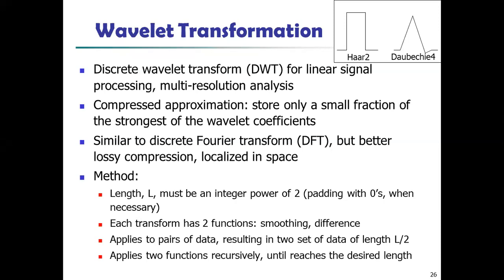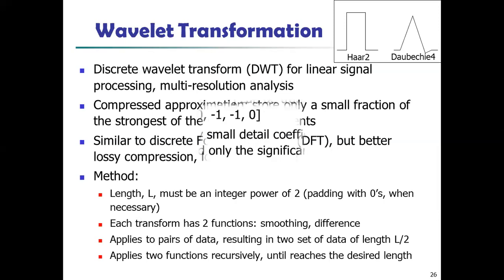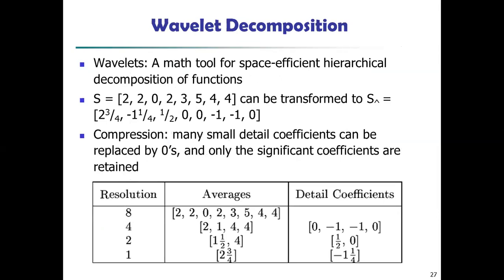The next and final point is to apply the two functions recursively until the desired length is reached. Also, the last point is to select values from the data sets obtained in the previous iterations, which are designated as the wavelet coefficients of the transformed data. So this is called the wavelet transform: one wave is converted into another wave.